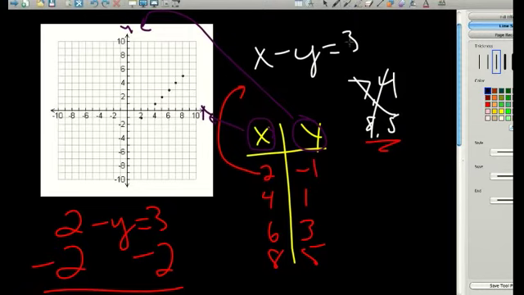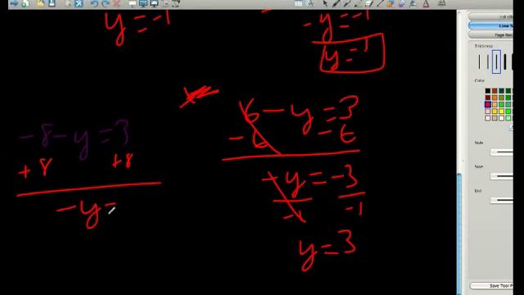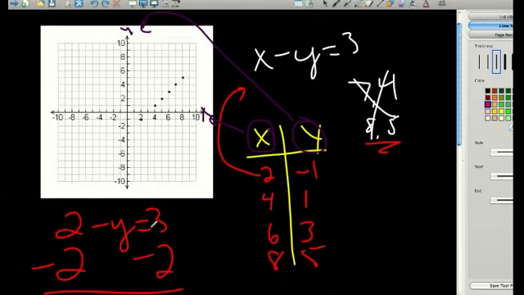And even if I had some outlier point, let's say I had -8. Let's try that. -8 minus y equals 3. I'm going to actually do this in red because that's how I did all my other work. Add 8 to both sides. Then we get -y equals 11. So y equals -11. That was kind of foolish on my part because that's actually not existent on our graph.